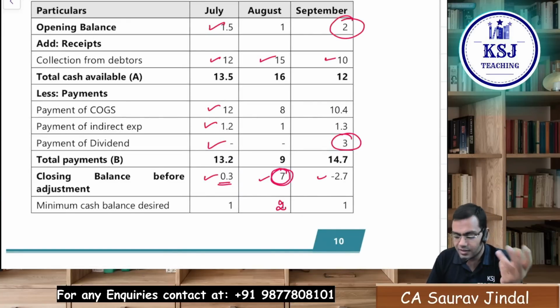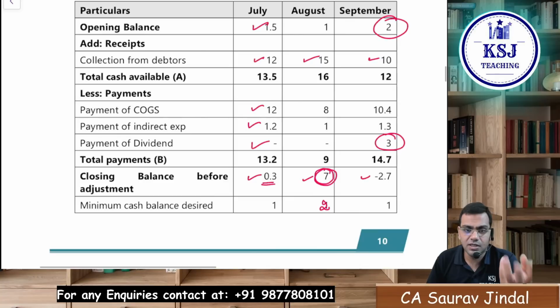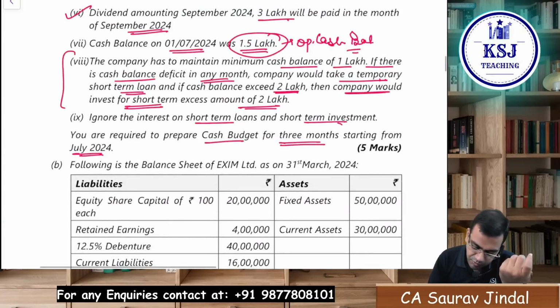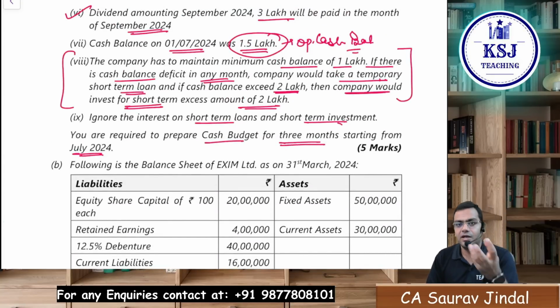Clear? Rest of the cash budget is simple. You just have to write what is the receipts, what is the payments. That's it. Only this one line was a little bit of a trick, that if there is a shortage, then we will borrow only up to the shortage so that we are able to maintain 1 lakh rupees. If it is in excess, we will keep 2 lakh rupees with us and invest everything else. Right? So this is the first question, that is cash budget.